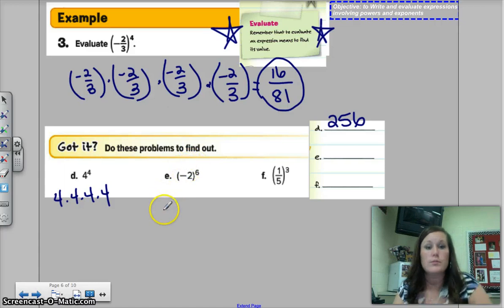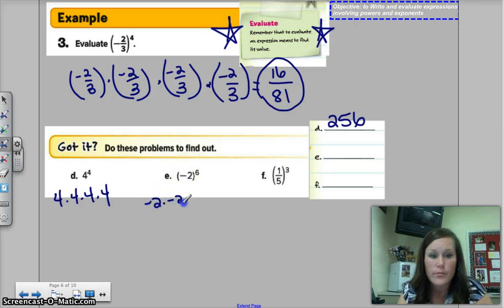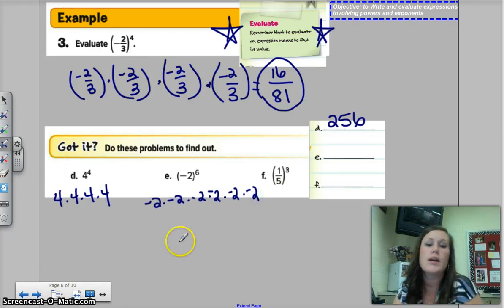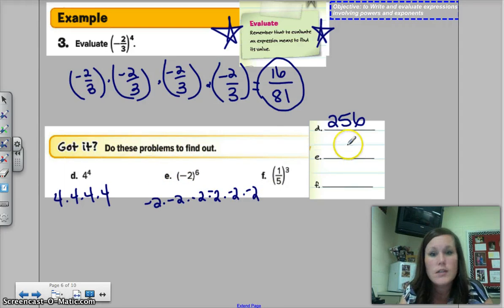So -2 times -2, I guess I can write it out, times -2 times -2, times -2 times -2. All right, so is that 6 of them? That sure is. -2 to the 6th power, you should end up with 64.